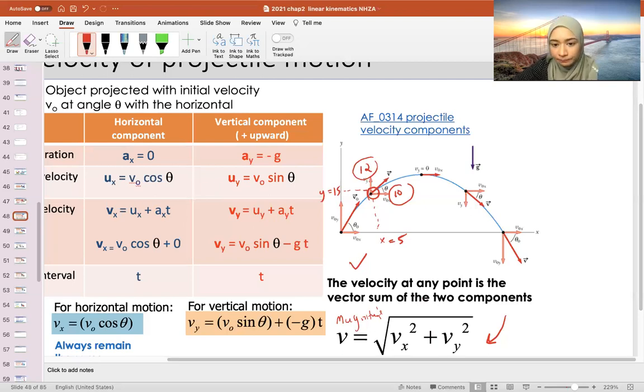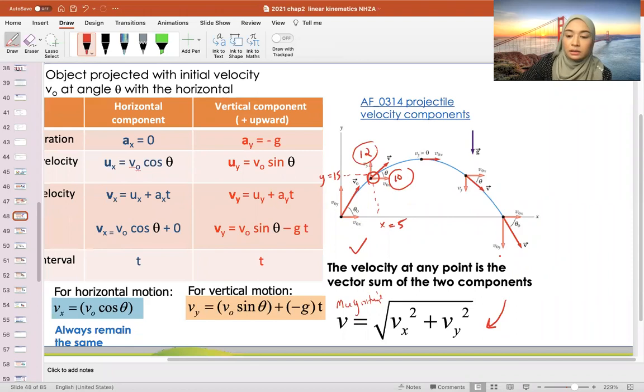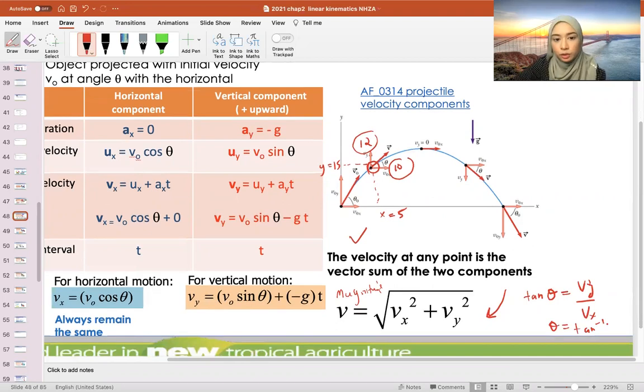In terms of direction, they can ask you the direction, so you just use the inverse tangent. Tangent theta equals Vy over Vx, or theta equals inverse tangent Vy over Vx, and you will get the angle with respect to the x-axis. So this is your imaginary x-axis, and this is your angle. You would get it if you use this equation: theta equals inverse tangent Vy over Vx.